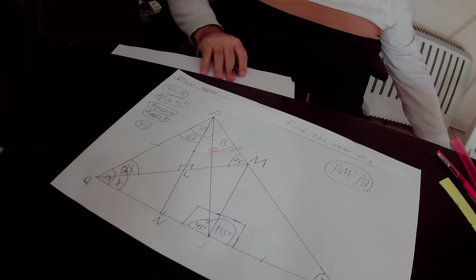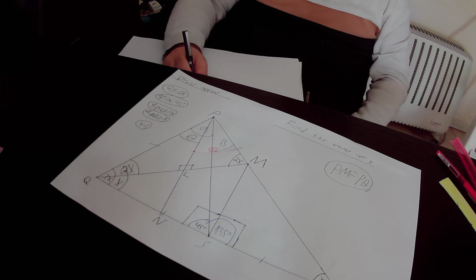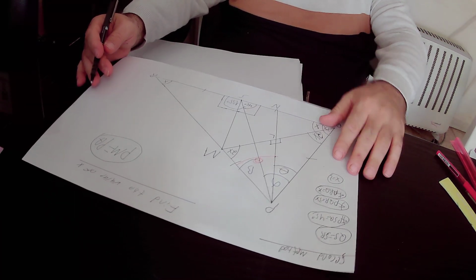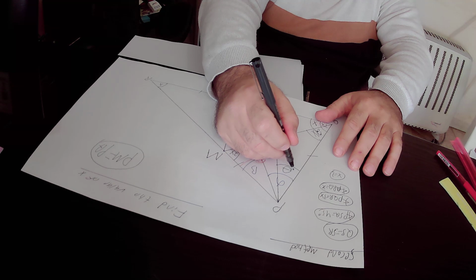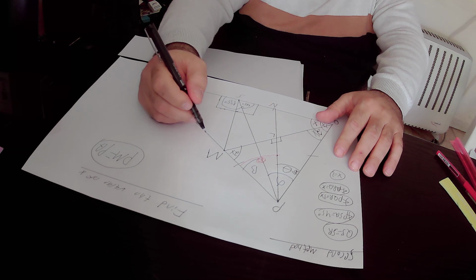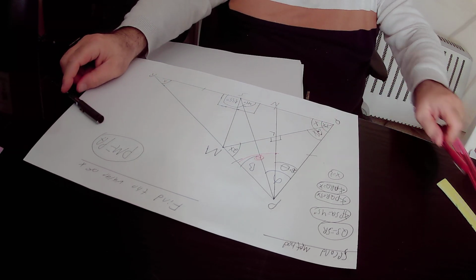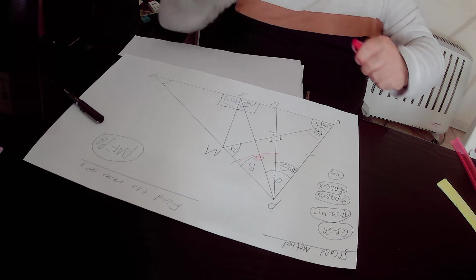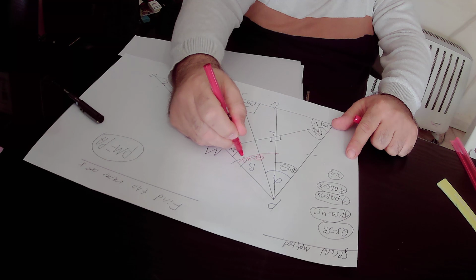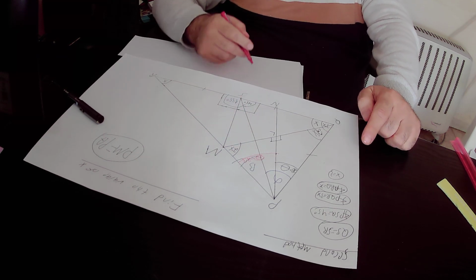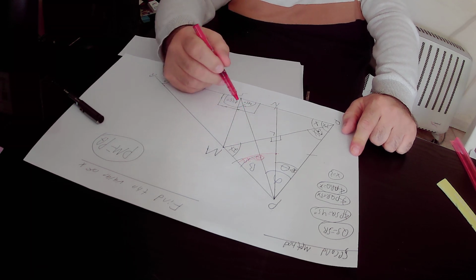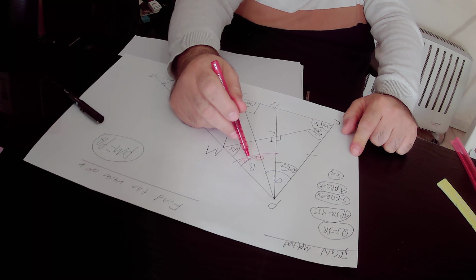So we can write here that theta equals 2 beta, and here also theta equals 2 beta. So here angle LPM equals 2 beta, but angle SPM equals beta.